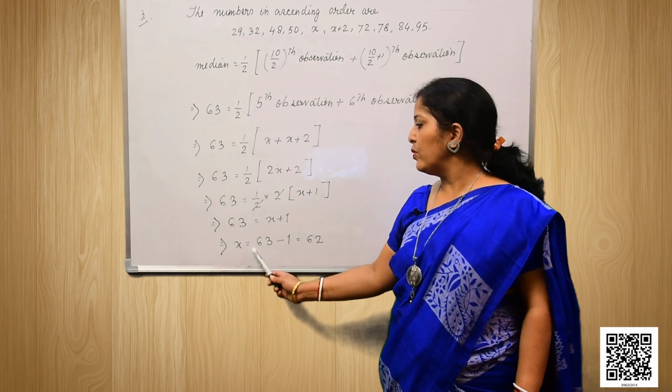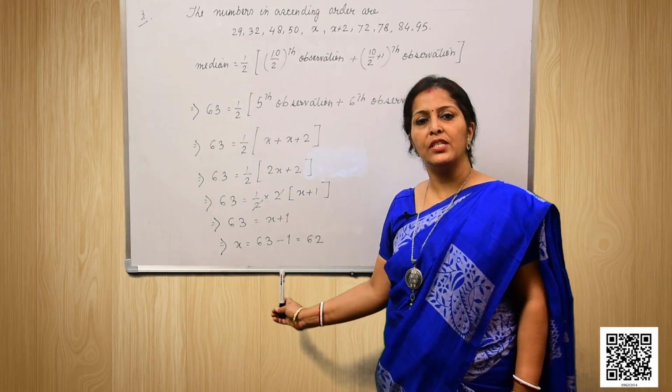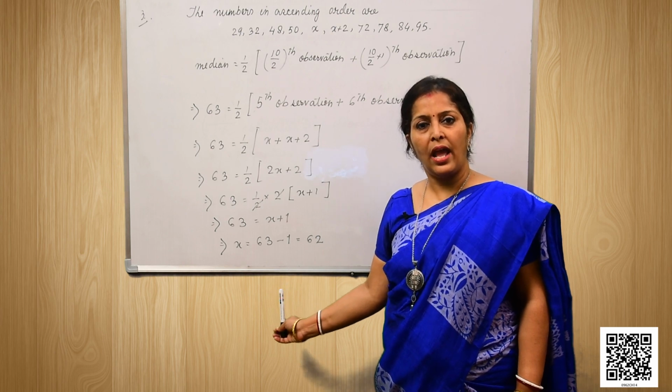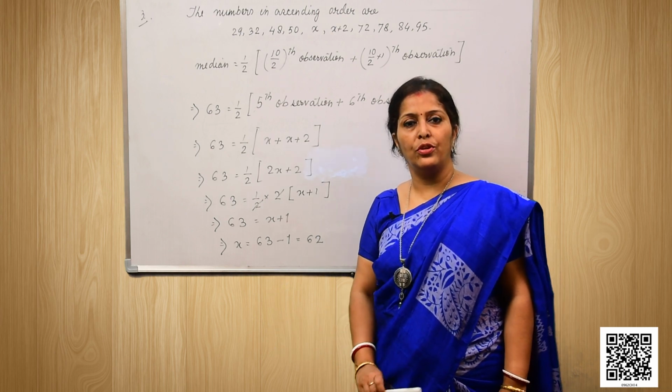So, x is equal to 63 minus 1 which is 62. That is your answer. I hope this is clear to you now.